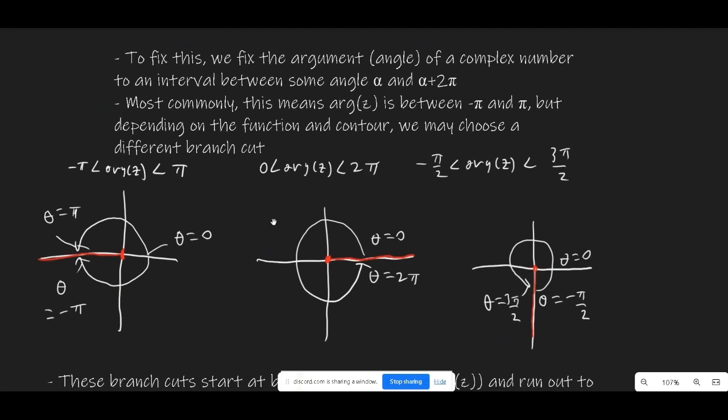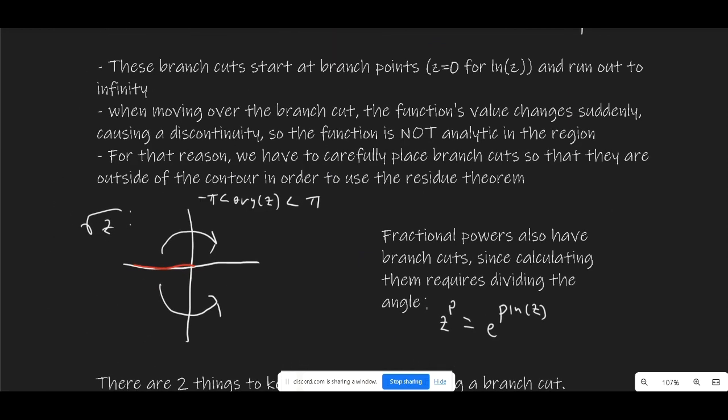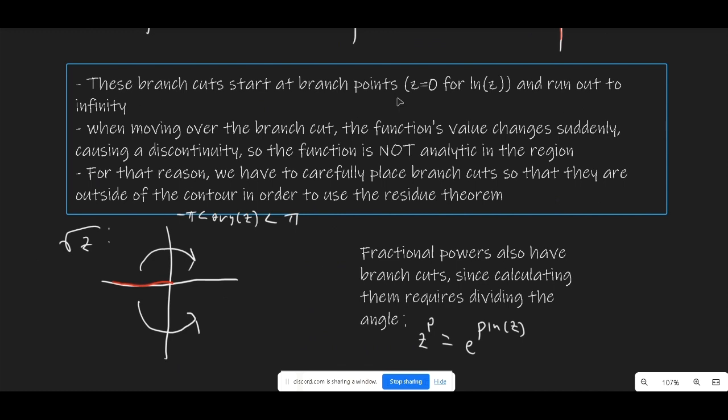So each branch cut is going to start at a branch point. Now the branch point is usually going to be z equals 0 for ln z and run out to infinity. Now, of course, if you have a function like ln of z plus 1, then your branch point is going to be whatever makes the input of ln z 0. So it would be negative 1 in that case.